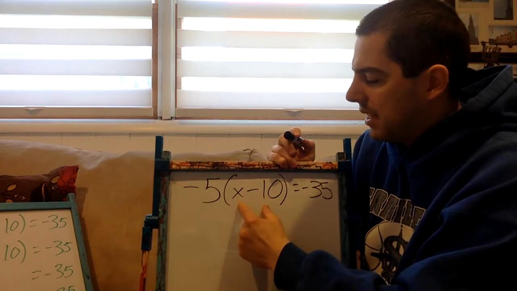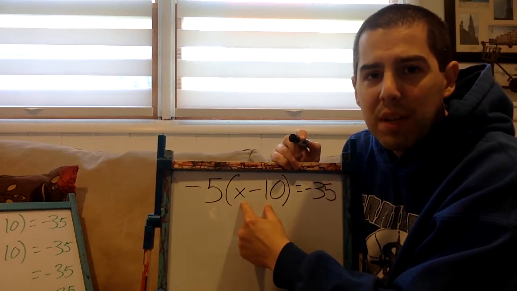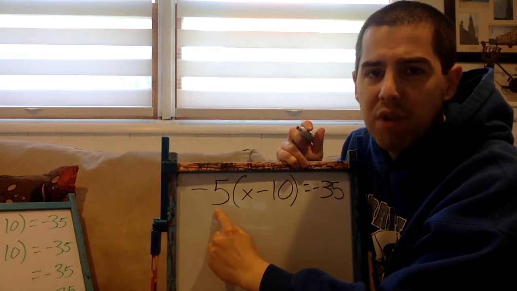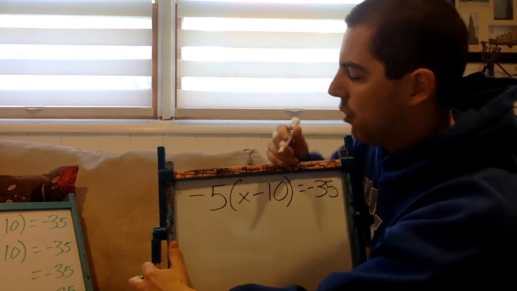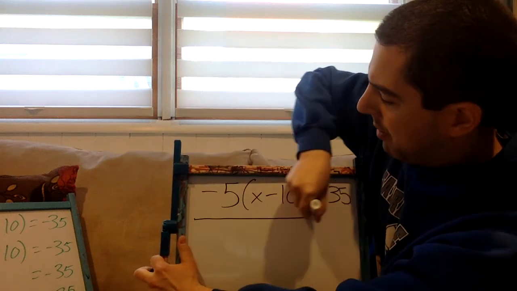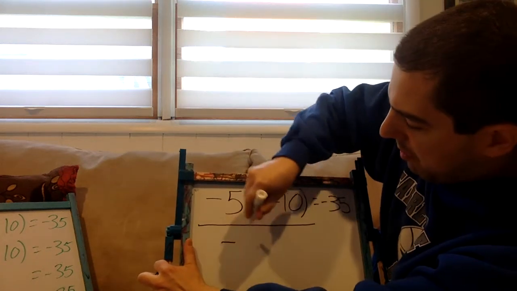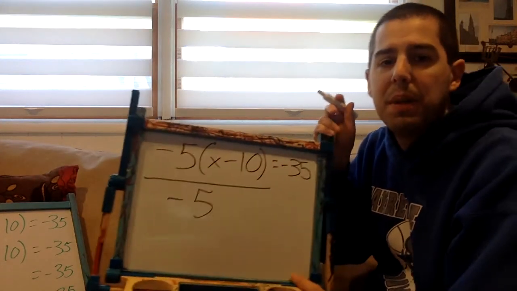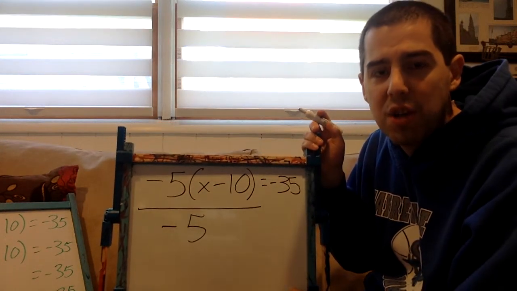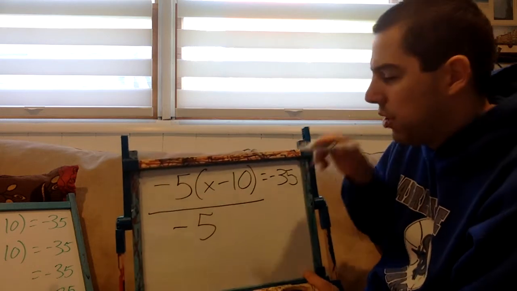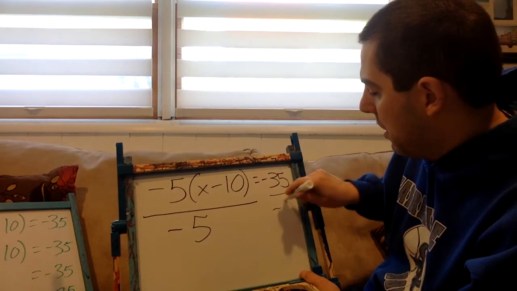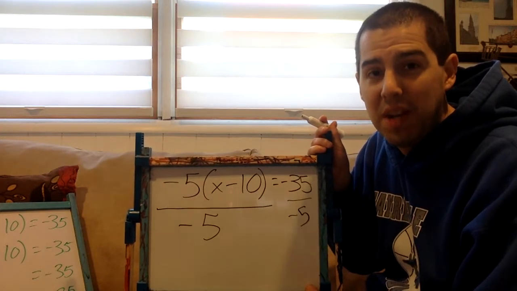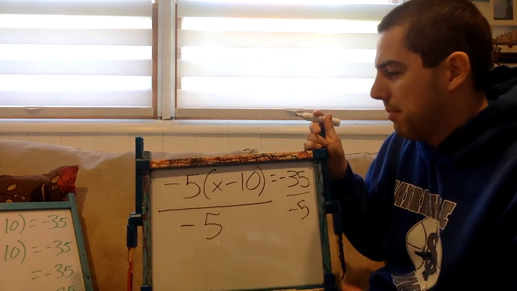Since I don't know what x is, I cannot do anything with this parentheses yet, but what I can do is get rid of what's in front of the parentheses. How do I undo multiplying by -5? By dividing by -5. Now, because this is an equation, it must be kept equal. Whatever I do on the left side of the equation, I must do on the right side of the equation. That's called balancing the equation by doing the same operation to both.